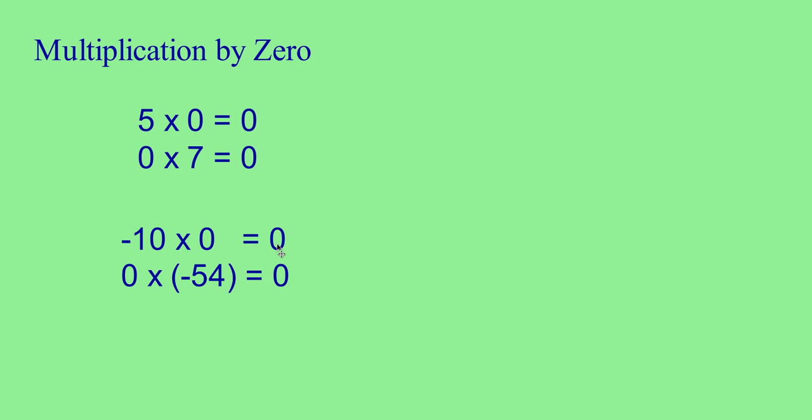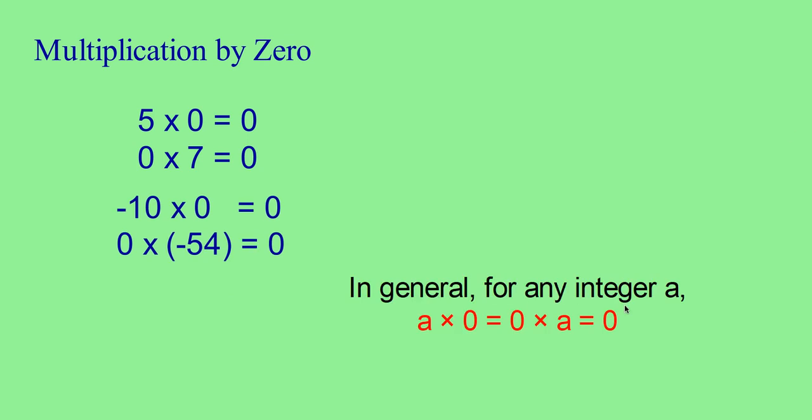Now let us see multiplication by 0. You know, for whole numbers 5 into 0 is equal to 0, 0 into 7 is equal to 0. That means if any whole number is multiplied by 0, you will get 0, or if 0 is multiplied with any whole number, you will get the answer as 0. The same way, if you multiply negative 10 into 0, you will get 0, or 0 into negative 54 also, you will get 0. So in general, we can say for any integer a, a into 0 is equal to 0 into a is equal to 0.